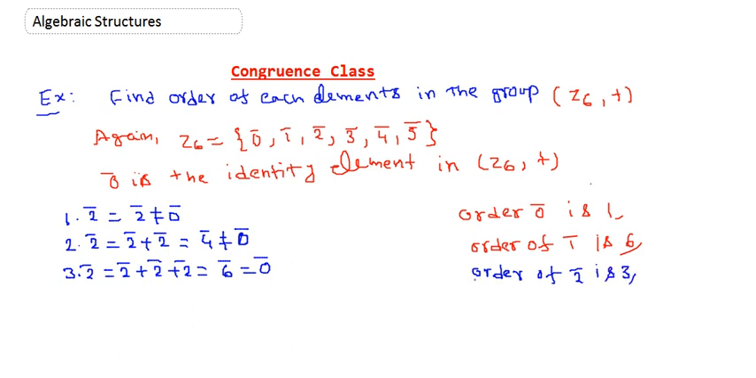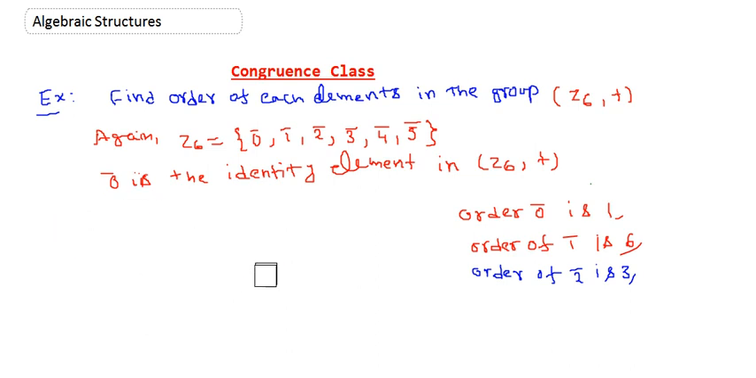So can you find the order of 3 bar? Just pause the video and do it by yourself. So let me write, I just left for you to find the order of 3 bar and 5 bar, and I will just do the 4 bar. So this is your task, to find the order of the elements 3 bar and 5 bar.